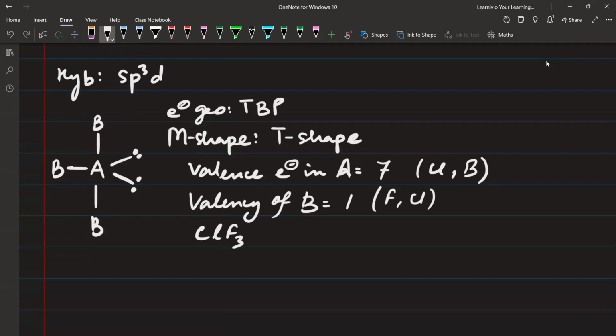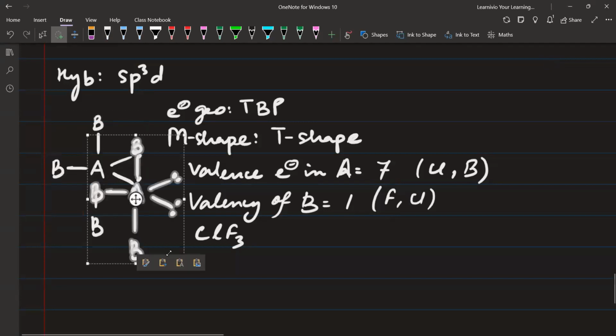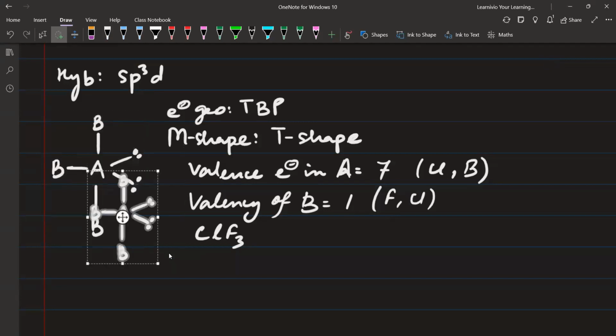These are known as interhalogen compounds, halogens making compounds with themselves. So ClF3 is going to have this type of structure. In this, chlorine is going to be the central atom. We can have one more example in which there is one double bond.